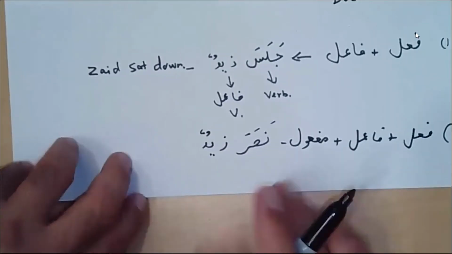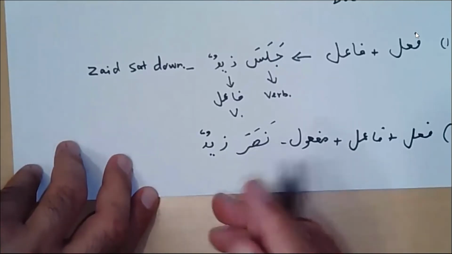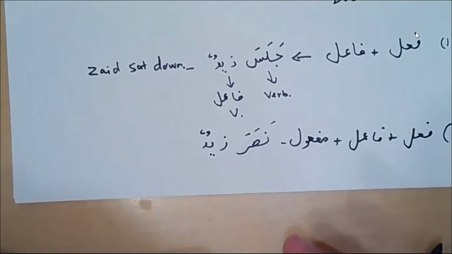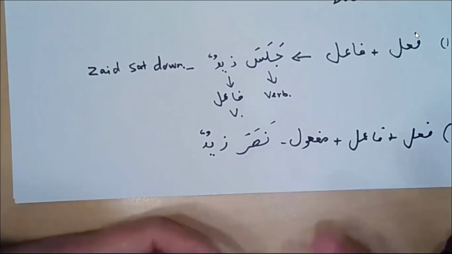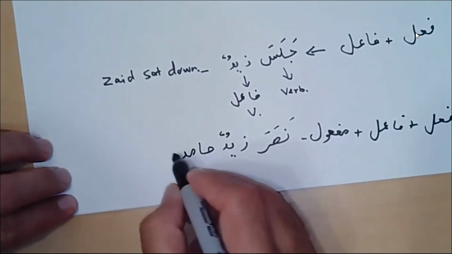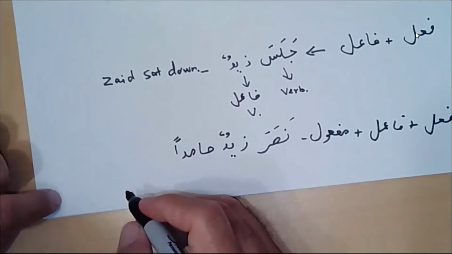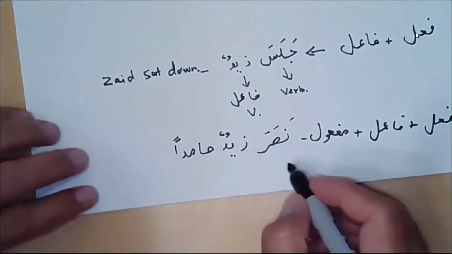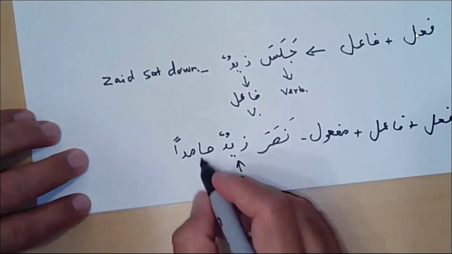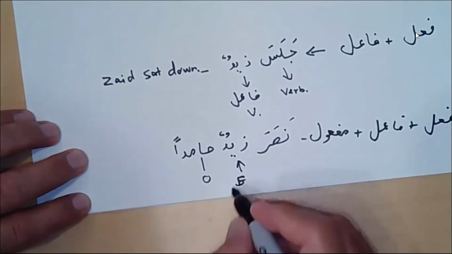Now, this is making sense, but it is leaving some curiosity. Zaid helped, but right away the question comes to mind: who did it help? So we're going to say Hamidan. So in this case, who's the fa'il? This Zaid is your fa'il, and this is your object.